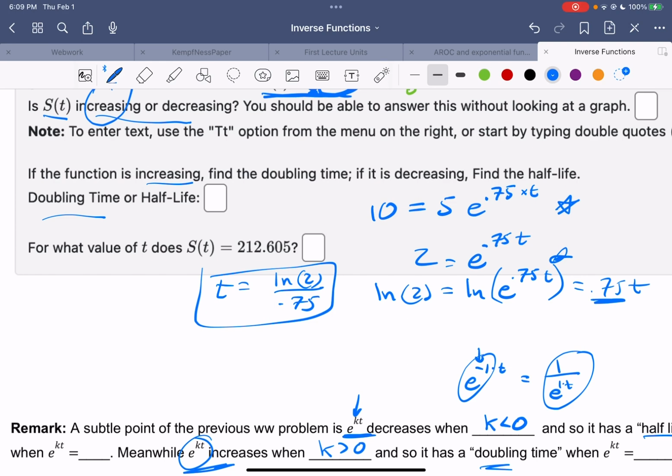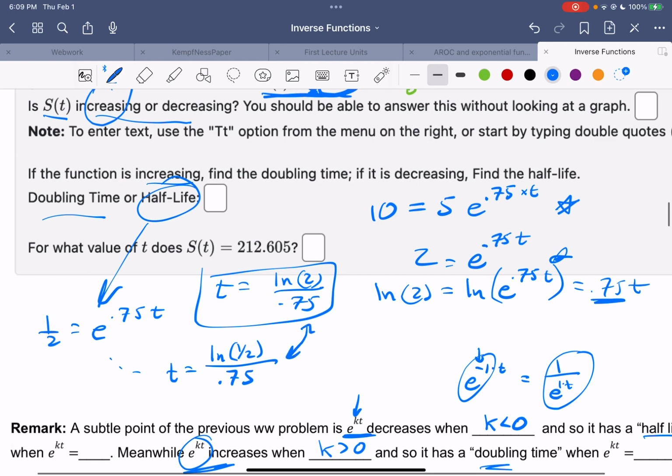That's the doubling time. What if you messed it up? What if you were thinking it was a half-life? What if you did 1/2 is equal to e to the 0.75t? If you did all the same work, you would find t is equal to the natural log of 1/2 divided by 0.75. And these two values differ by a minus sign. It's because 1/2 is 2 to the minus 1. There are some other rules of logarithms. You can think of it like that.